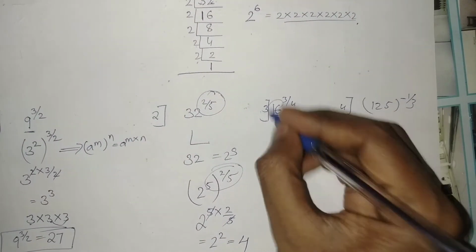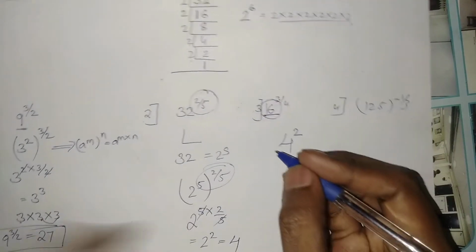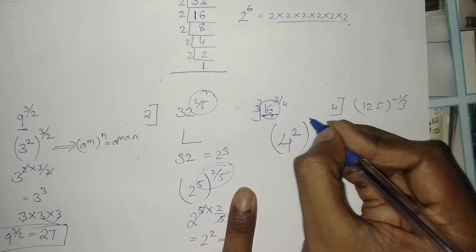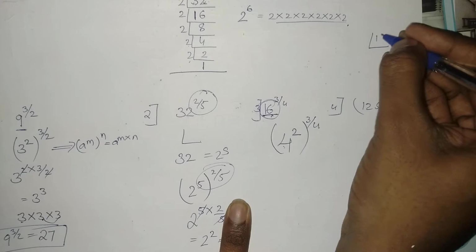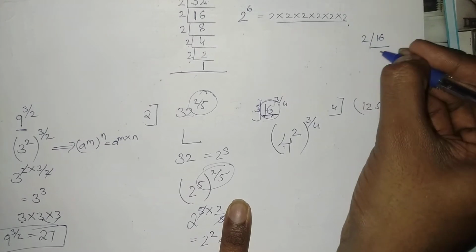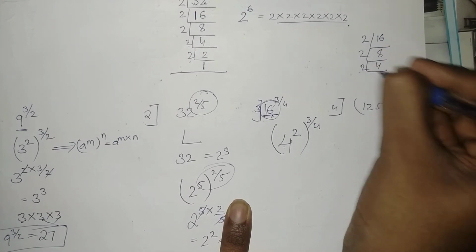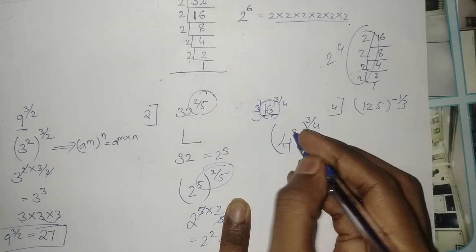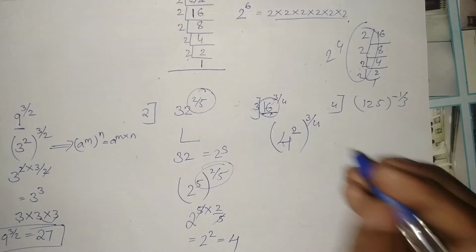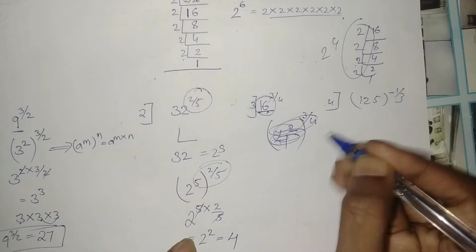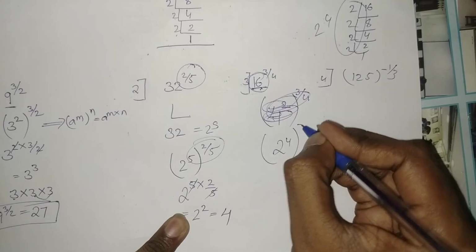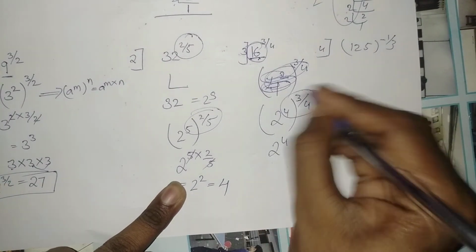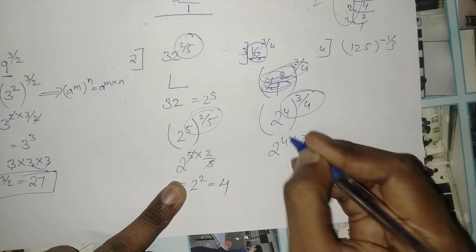Next, 16. 16 is a perfect square, 4 square, right? 16 is a perfect square of 4. So 16 is nothing but 4 square, whole power 3 by 4. Or if not, please do the prime factorization. 2 8s are 16, 2 4s are 8, 2 2s are 4, 2 1s are 2. You will get 2 power 4. Or 4 square is also correct. But better you take 2 power 4 only, because cancellation is easy. So multiply the exponent 4 into 3 by 4. Yes, 4 gets cancelled.